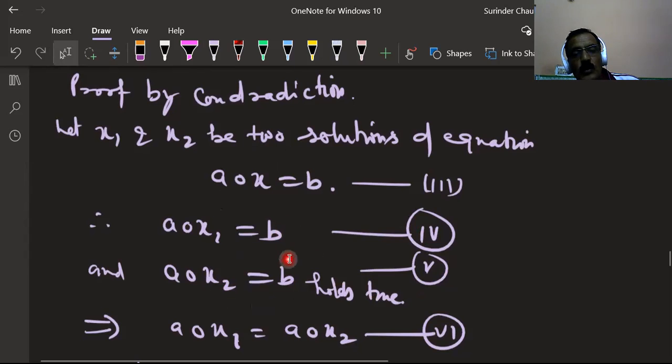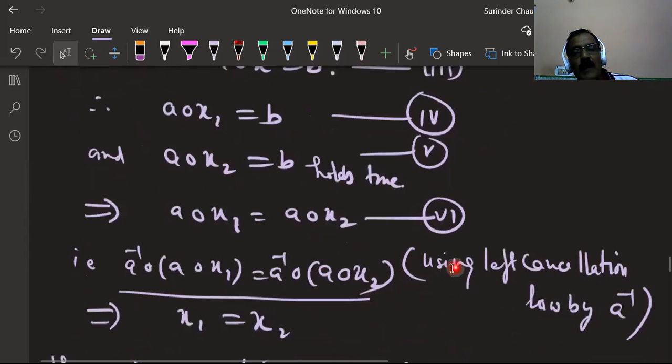Now the right hand side of both equations is the same, so the left must be equal. Now apply the left cancellation law with A inverse on equation 6. So A inverse composition with A composition with x1 is equal to A inverse composition with A composition with x2. Now apply the associative law here.